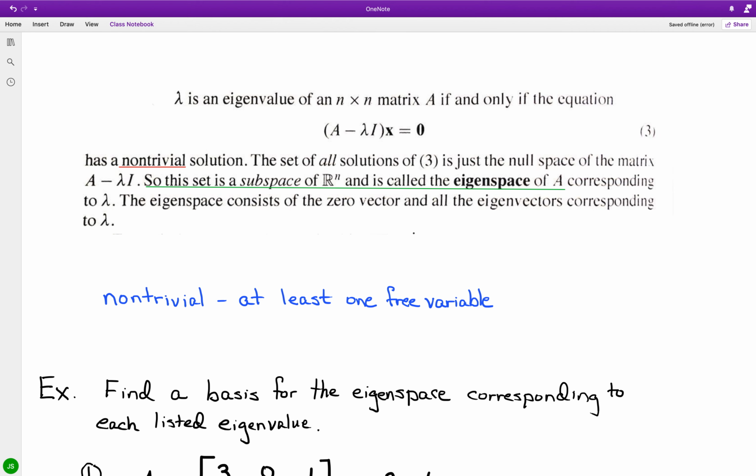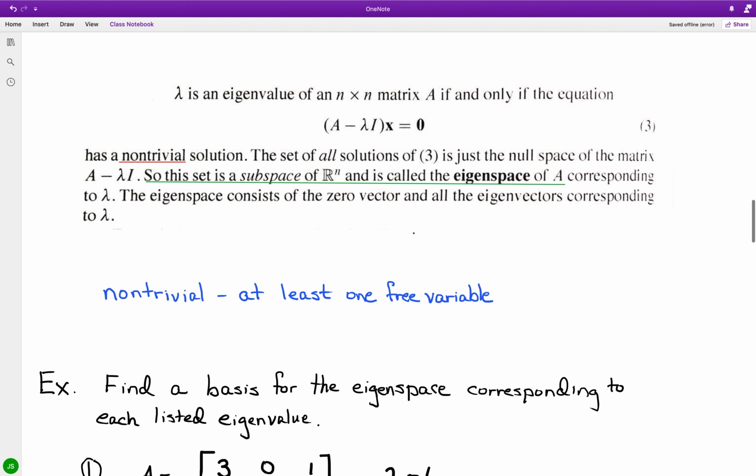And this set is a subspace of R^n and is what is referred to as the eigenspace of A that corresponds to the eigenvalue lambda. The eigenspace consists of the zero vector and all the eigenvectors that correspond to lambda.